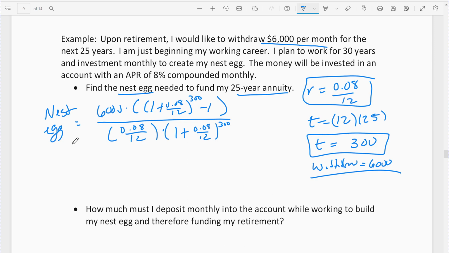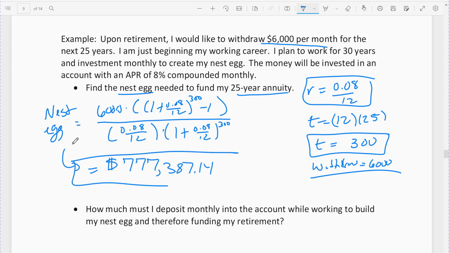So again, I've got 4 sets of parentheses. In order to do this right, you have to have 4 sets of parentheses. So what does my nest egg need to be in order to make my annuity work the way I want it to? How much money do I have to have saved upon retirement? I have to have $777,387.14 in my nest egg when I retire. So that's how much I have to have saved.